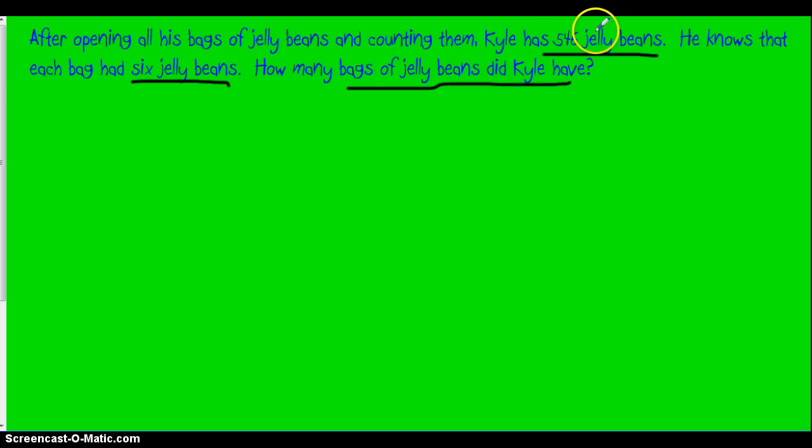So we know our total number of jelly beans. We know our total. And we know that there were 6 in each bag. What we don't know is how many bags there are. So we know the total. We know how many's in each group, 6. And we're looking for how many groups or bags of jelly beans did he have.